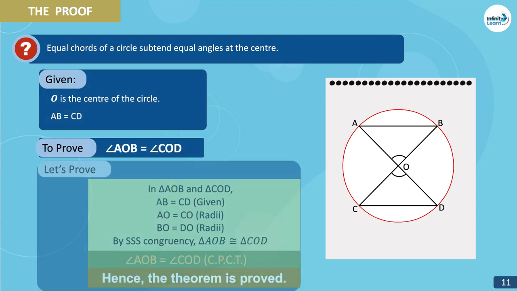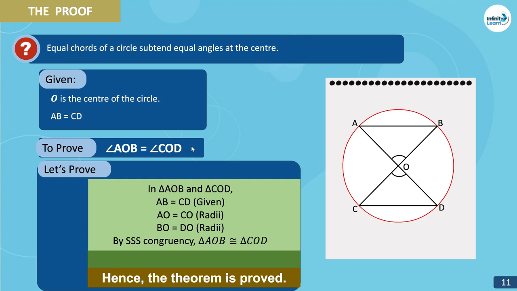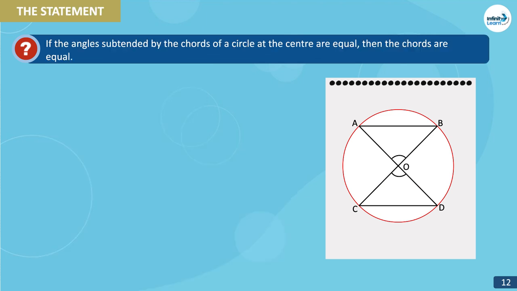Now, how to prove this? How to prove angle AOB equals angle COD? In triangle AOB and triangle COD, AB equals CD, given chords are equal, AO equals CO radius, OB equals OD. So by SSS criteria, the two triangles are congruent. Therefore, angle AOB equals angle COD by CPCT. Clear?